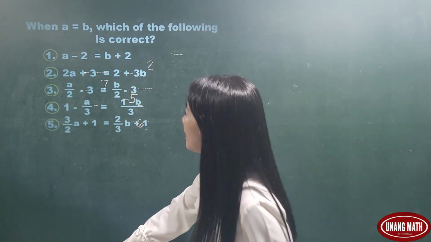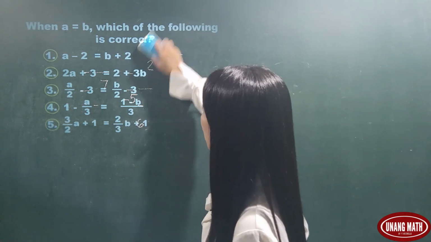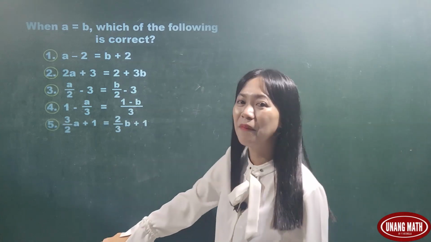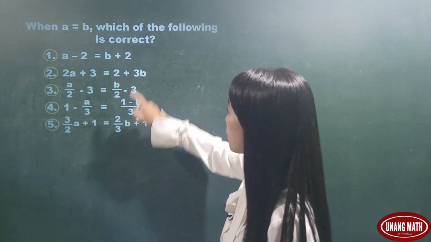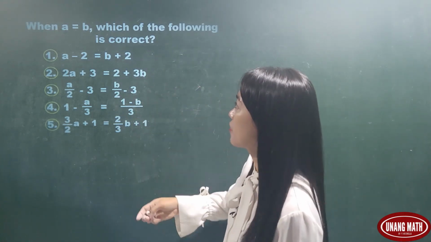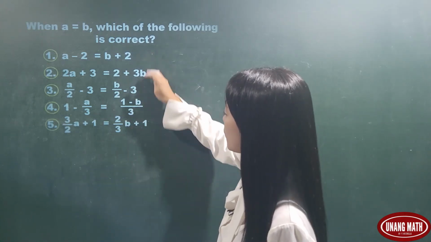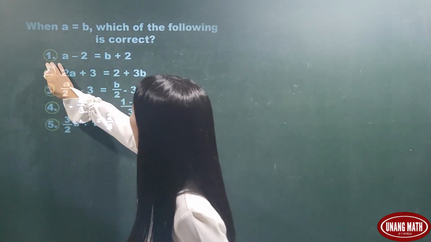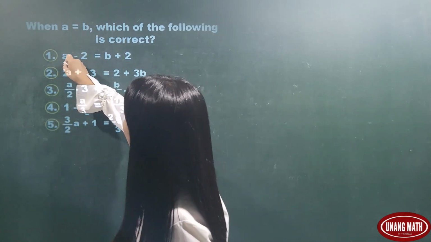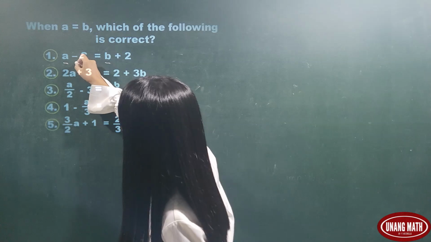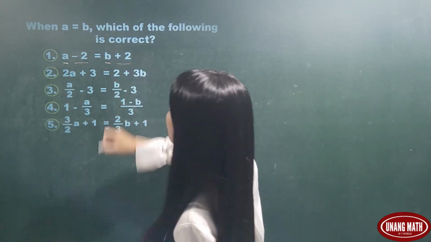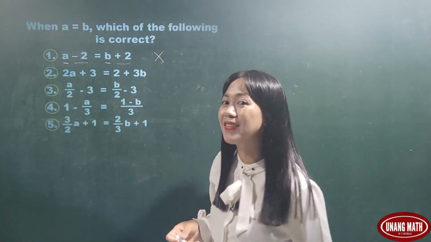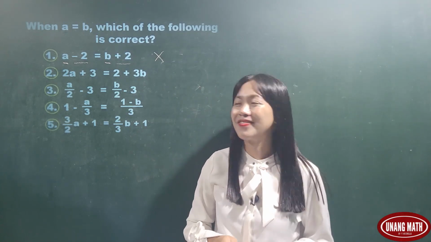Okay, more examples. When A is equal to B, which of the following is correct? Okay, so we have 5 equations here. We will find out which among these 5 equations is correct. Okay, let's have number 1. A is equal to B. So A is equal to B. This is minus 2, but this is plus 2. So that means the first equation is not correct.